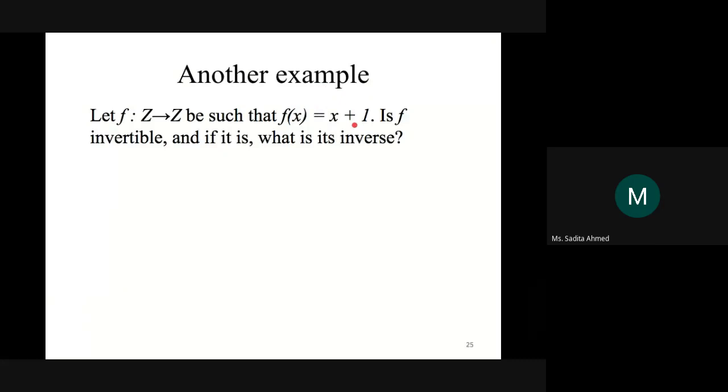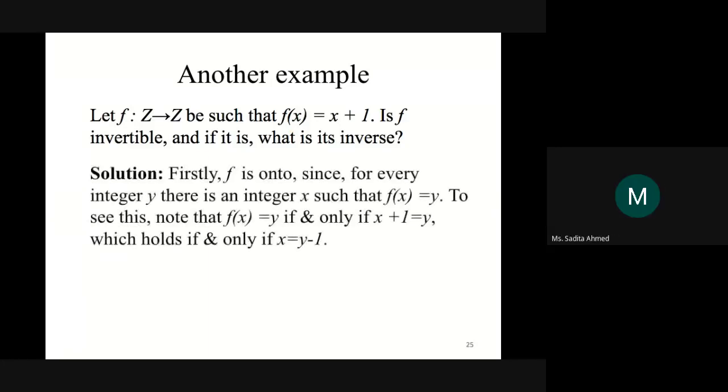So if you think about the entire set of integers, you can have any integer here as the result. What do you have to do? You have to pick a value of x which is just one less than the result that you want, right? Does it make sense? Yes, ma'am. So yeah, the function is onto.